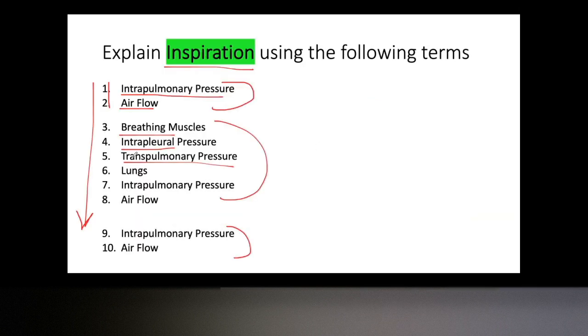Then we have the lungs. Intrapulmonary pressure is the same as the first one. Airflow is the same as the first one. You just need to explain what changed. And again, it will continue. This process will continue until what happens? I think it's pretty straightforward.